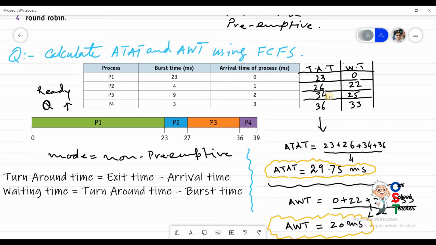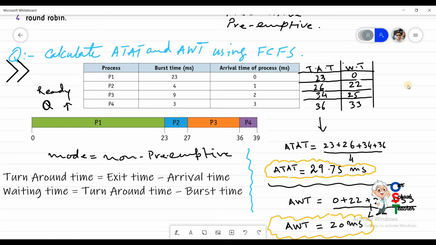Similarly, for third process, turnaround time is 34. 34 minus 9, that is equal to 25. For fourth process, 36 minus 3, that is equal to 33. Now we have calculated turnaround time and waiting time for every process.